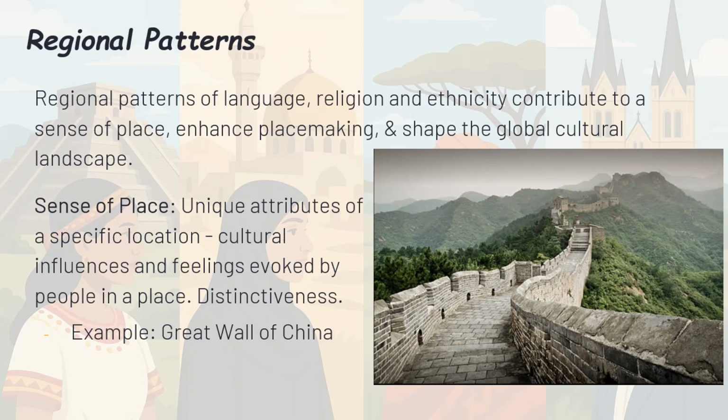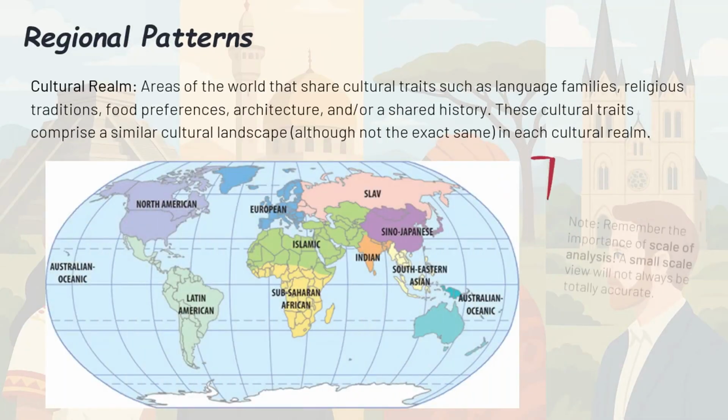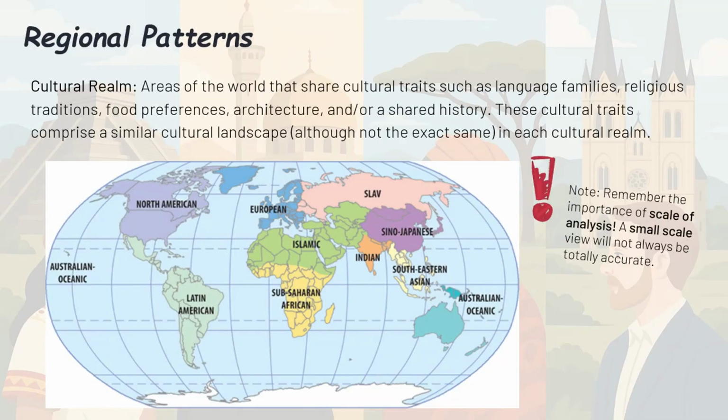Stay with me. All right, time to level up. Welcome to the world of cultural realms. These are mega regions of the planet where people share big cultural things in common. Language families, religions, food styles, architecture, and even shared histories. Think of them like giant cultural squads. For example, the Islamic realm is tied together by language roots, Islamic traditions, and historic trade routes.